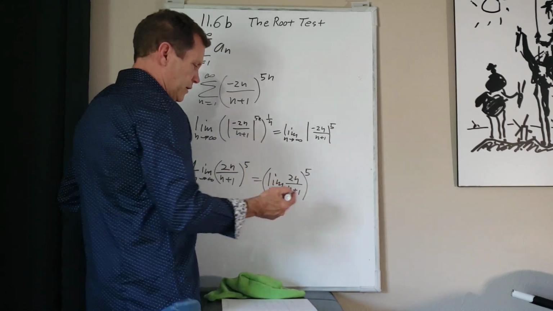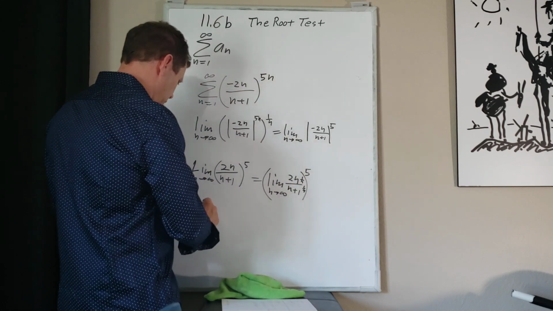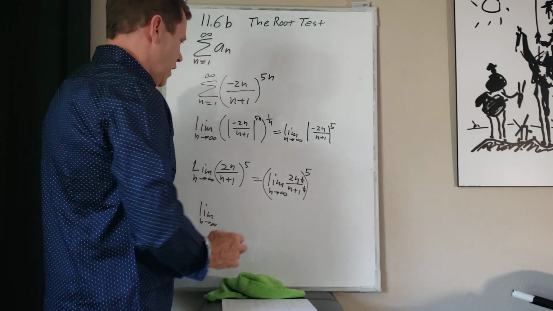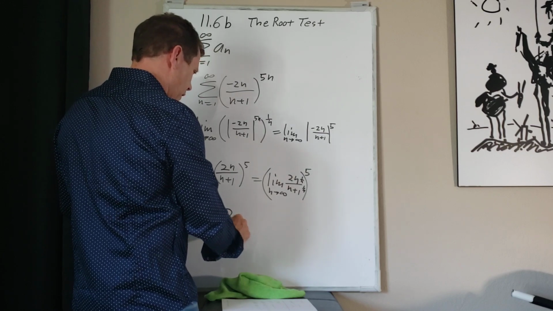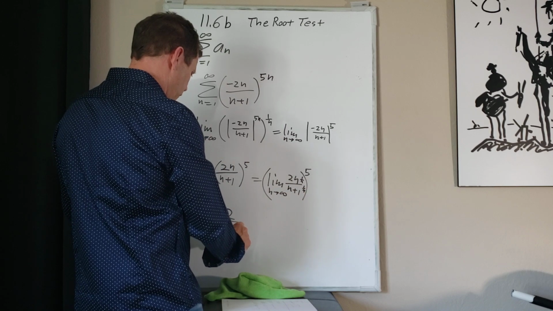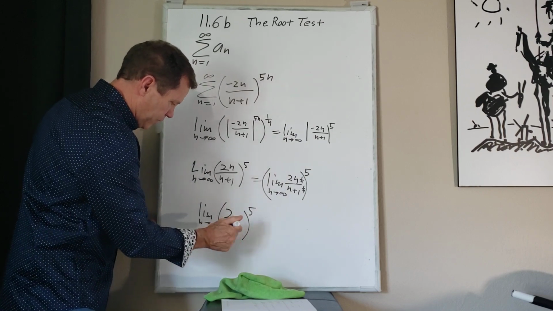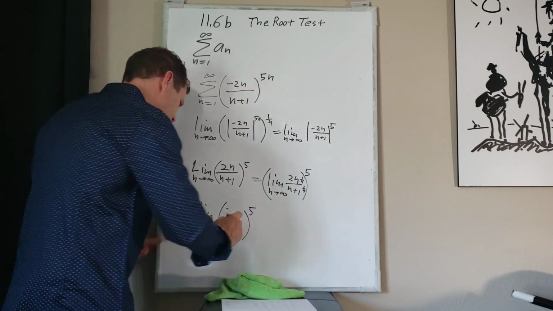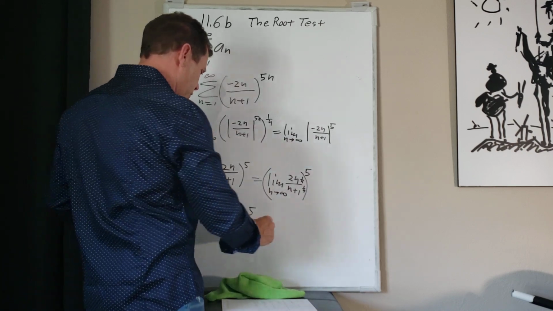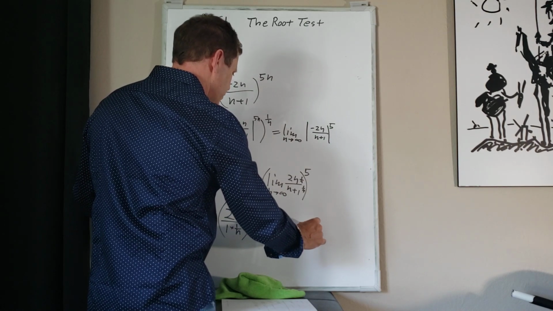Now what's the limit of this guy? I'll do it real quick. Multiply top and bottom by 1 over n. And so you're going to get the limit as n goes to infinity of 2 on top, and on bottom, that's going to be a 1, plus 1 over n, and this is to the 5th power. Okay, you can see that. So as n goes to infinity, 1 over n is going to go to 0. This is going to be 2 to the 5th power, which equals 32.